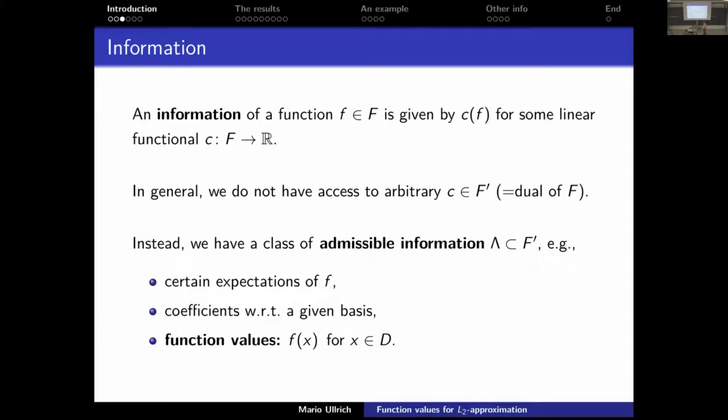But if you talk about applications and special cases, then in general, we do not have access to arbitrary functionals, and that's not what we are doing. Usually we consider Fourier coefficients or certain expectations. So what we have is we fix in advance in our application a class of admissible information, so really a subset of the dual space here. And this could be certain expectations, could be coefficients with respect to a given basis.